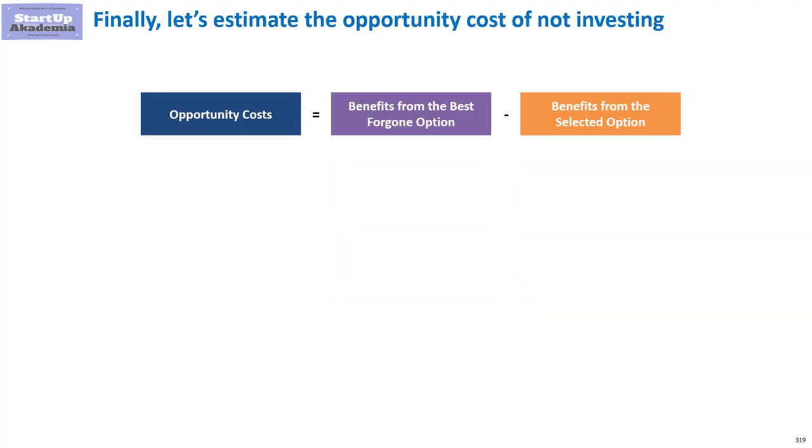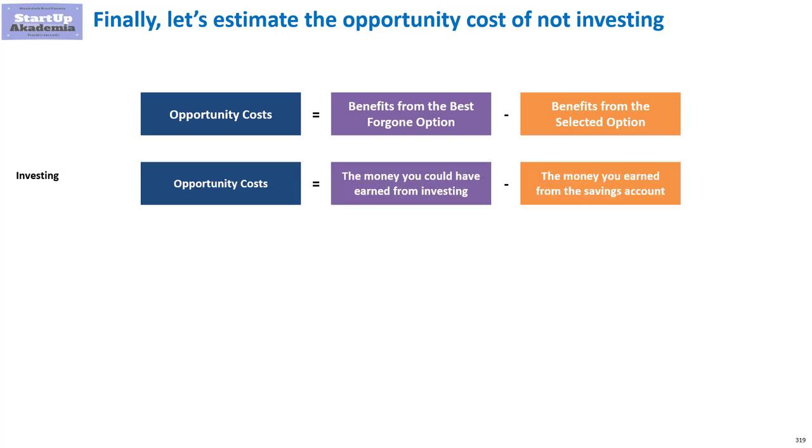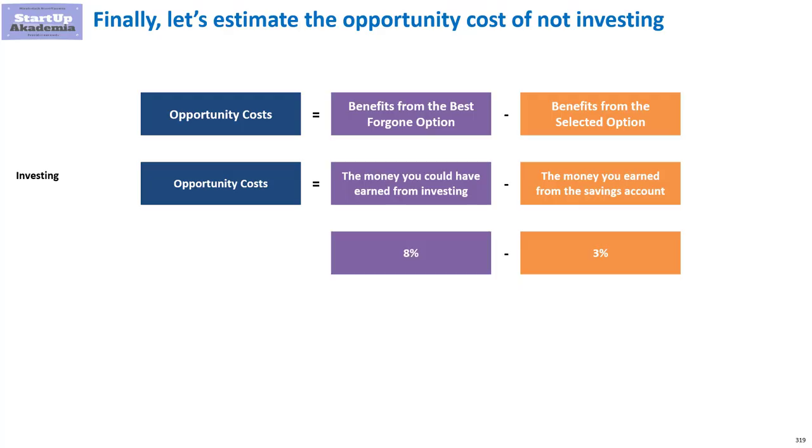The last example we will discuss is related to investing. We will try to estimate how much we are not earning by keeping our money in a savings account. The opportunity cost will be the difference between the money you could have earned from investing and the money you have earned from the saving account. So, if I can earn 3% by keeping my money in the bank and 8% by investing in stocks, then the opportunity cost of not investing is 5%. This is how much you don't earn by not investing.